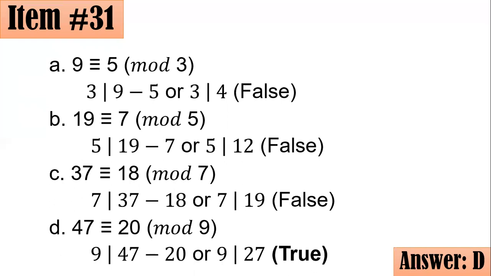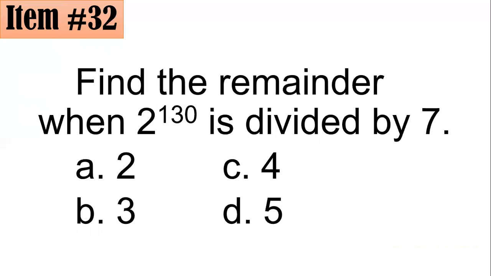All right, 32. What is the remainder when 2 raised to 130 is divided by 7? Is it 2, 3, 4, or 5? So we can do modular arithmetic here. What do you think is the correct answer? We will see.